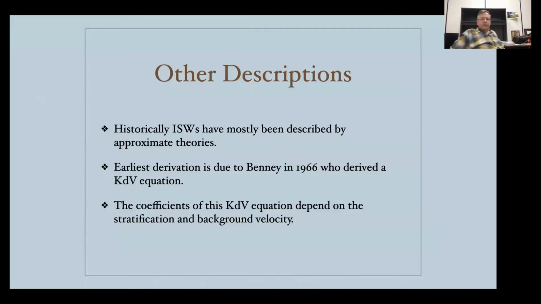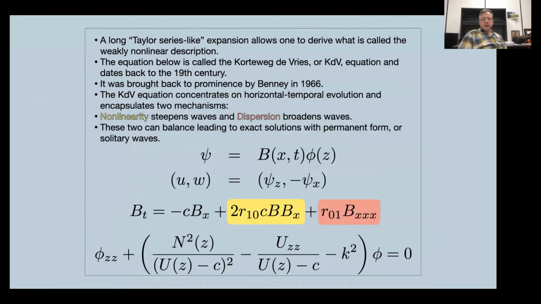So historically, internal solitaries have mostly been described by other theories. Those go back to David Benney, working at MIT in the late 60s. He basically rediscovered effectively the Korteweg-de Vries equation, which went back to 1895. And the idea is that for stratified fluid, the coefficients of the KdV equation depend on your stratification and your background velocity. So a lot of math on this slide, and I don't love these theories, but they do dominate chunks of the literature. So I'll just kind of show it to you.